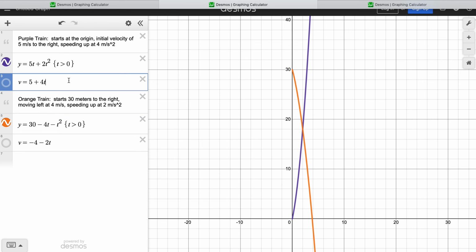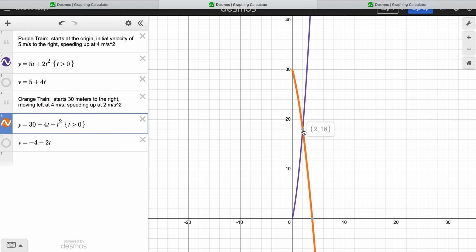If you look at the velocity equations for both of them, V equals 5 plus 4t, right? See how I'm speeding up? That positive acceleration will make the 5 bigger. And down here, the velocity for the orange train is -4 minus 2t. Again, subtracting from a negative will in fact make that speeding up. Okay, so if you wanted to know where they hit, we can look at the intersection of the two graphs.